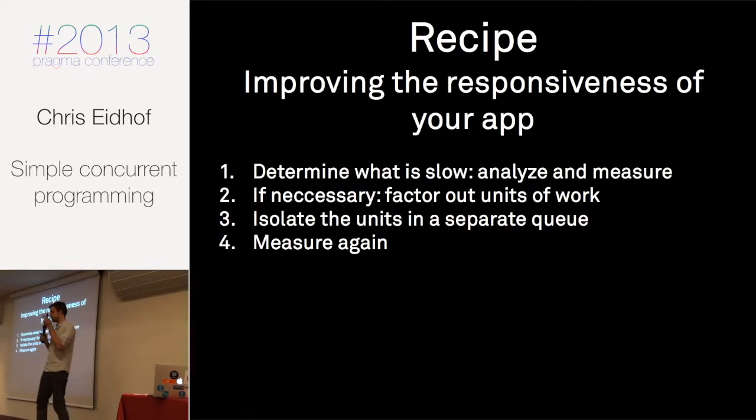Then you can take that code that is making it slow and isolate it. So maybe in a different class or in a different method. And then put it on a queue. And then you measure again. And this is also very important, because you want to make sure that what you did actually made a big difference, or a difference. And that's the basic recipe.